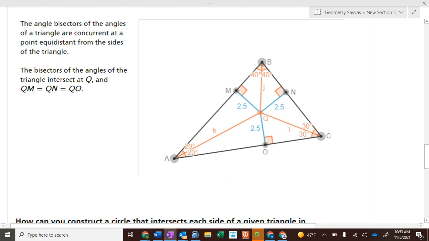Notice how we have more right triangles. But we don't especially have isosceles triangles with this one. No isosceles triangles going on with this one. But we do have right triangles.